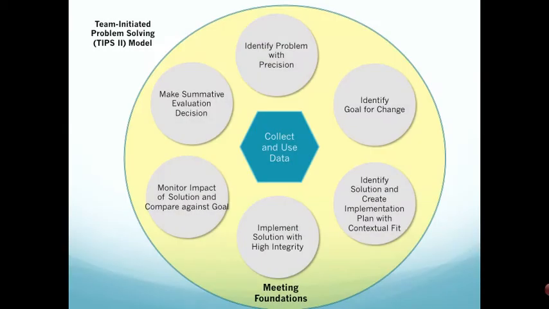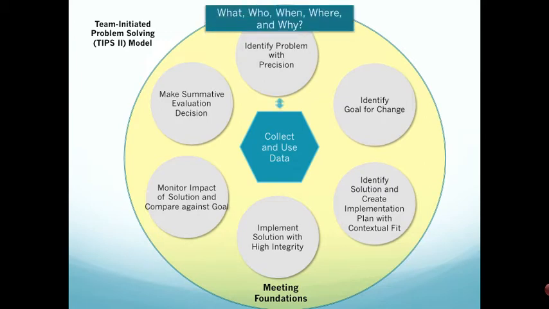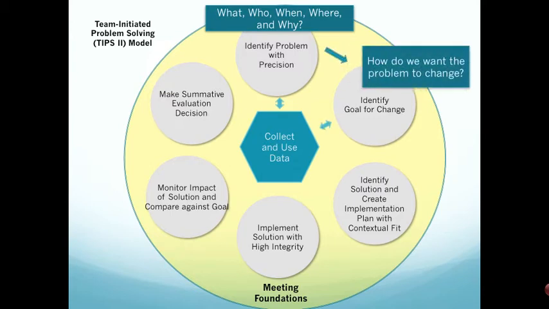Welcome to a quick walk through the TIPS 2 problem-solving model using behavior data. We begin with first identifying our problem with precision. What is the problem? Who is displaying these undesired behaviors? When is it happening? Where is it occurring? And why? Once these elements are in place, we identify the goal for success.